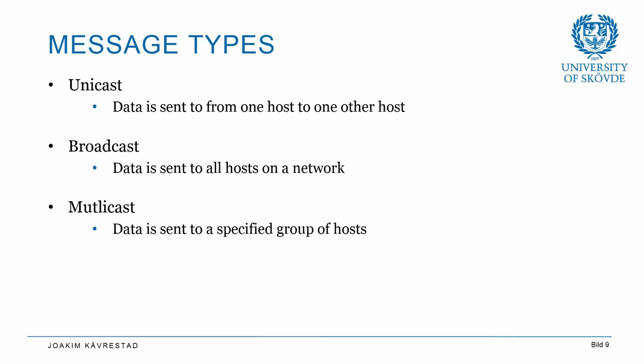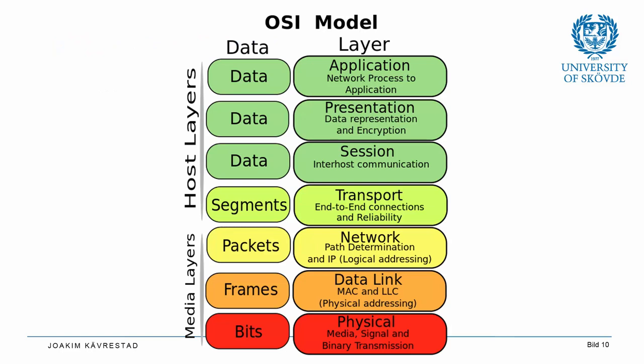So let's talk a little bit about how we can organize and talk about protocols. There is something called the OSI model, or the Open Systems Interconnect model, which is a theoretical model that describes how different protocols for different purposes can interact. And in this model, we have 7 different layers going from top to bottom. We have application, presentation, session, transport, network, data link, and physical.